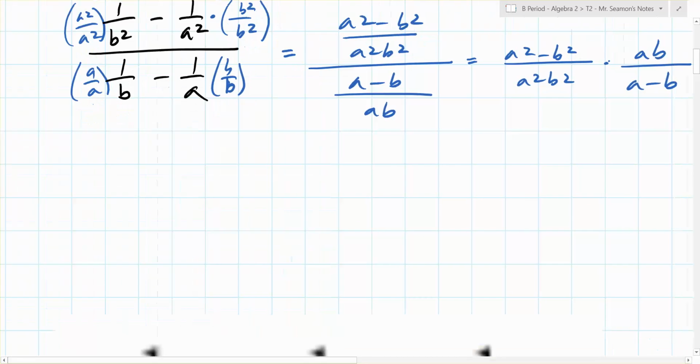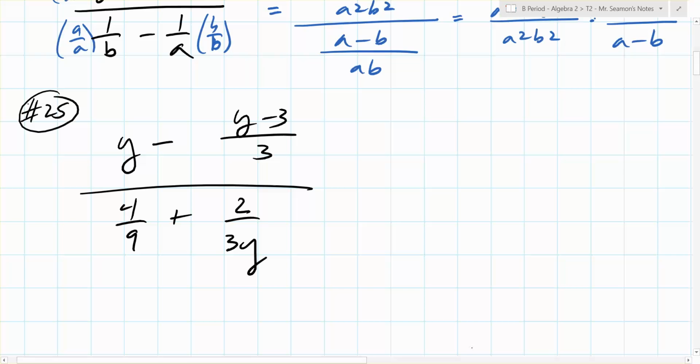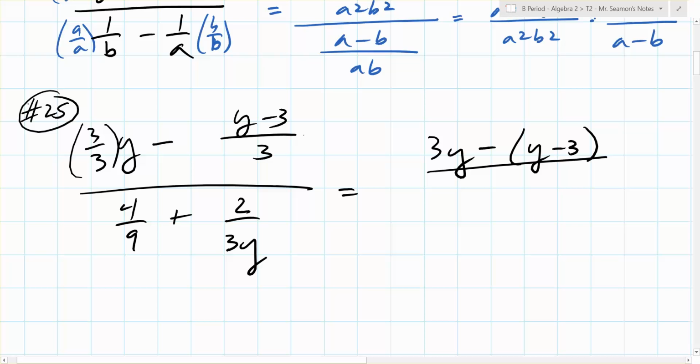Another one. Who has a good one that they think we should do? Same first step, right? Yeah. So what do we multiply the y by? 3 over 2. So what does the top become? 3y minus y minus 3 all over 3. Oh, over 3, yep. And then what do we multiply this 4/9 by? 3 over 9. 3y over 3y.